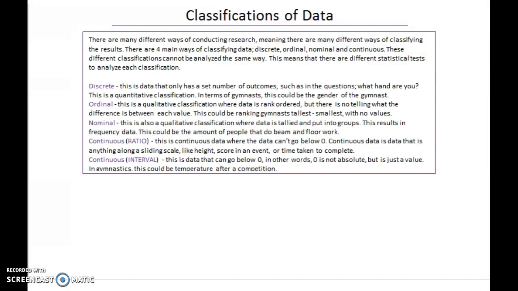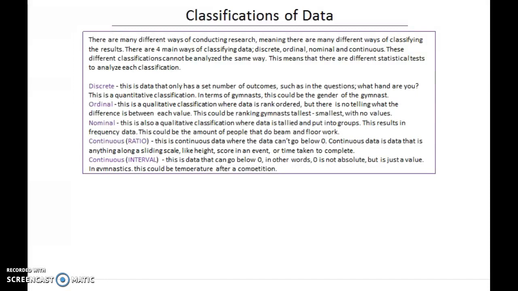What's your 100 meter sprint time? It can be any number. Ratio, however, can't go below 0, such as height can't be minus 1 centimeters tall. Just like a 100 meter sprint, you can't do it in minus seconds. 0 is a meaningful absolute number.